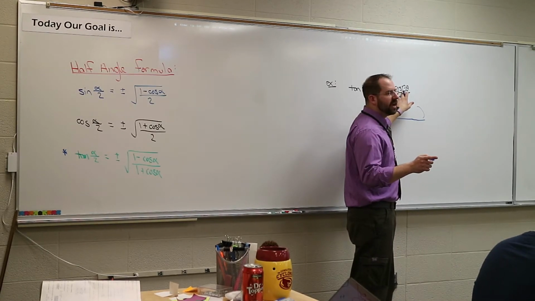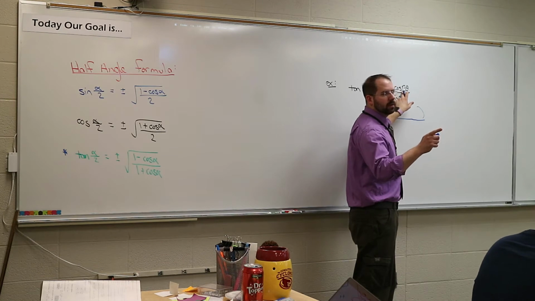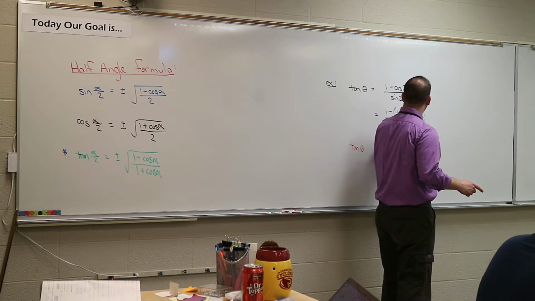So cosine 2 theta, it's a double angle. What is that on your property sheet? The one: cosine squared theta minus sine squared theta. What's another one? I agree with that one. 1 minus 2 sine squared theta. Alright, that's the one I want.